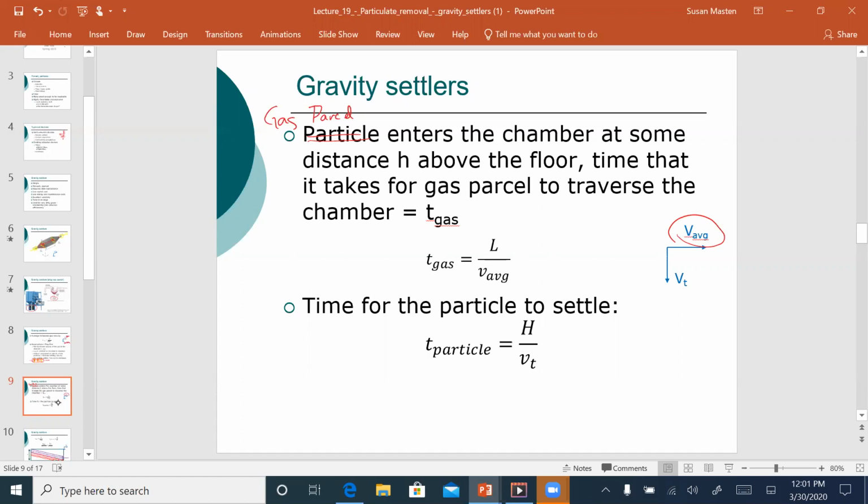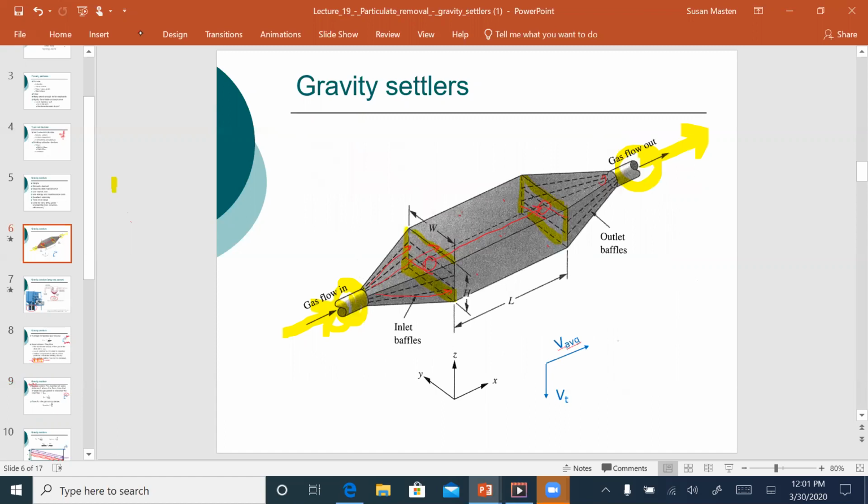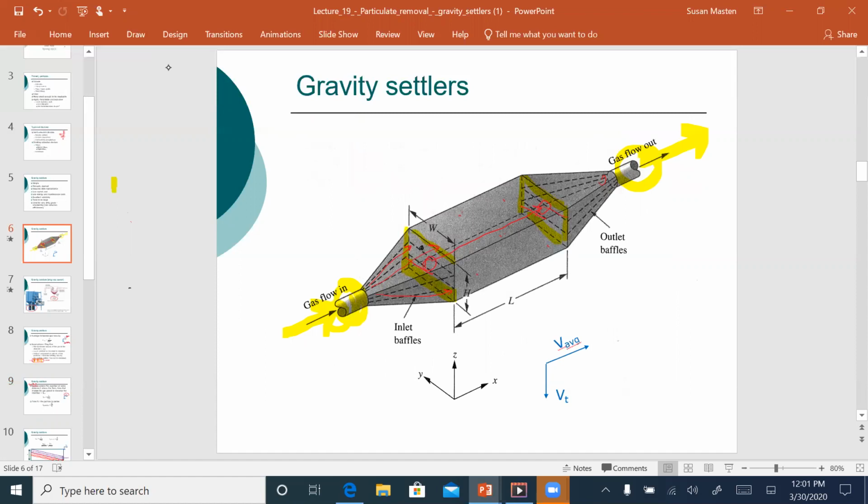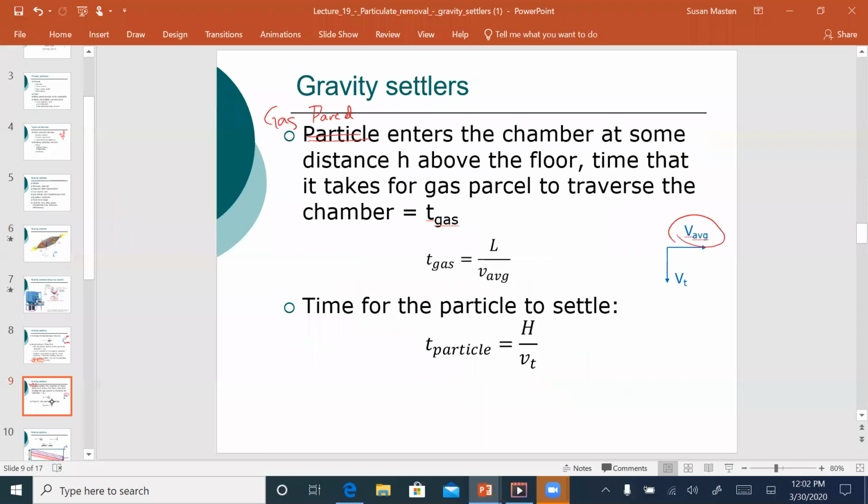Now the particle. Let's draw a particle with a different color. So we have a particle here, and what we're looking at is the time that it takes for that particle to settle. The time that it takes for that particle to settle is equal to the height divided by the terminal settling velocity.